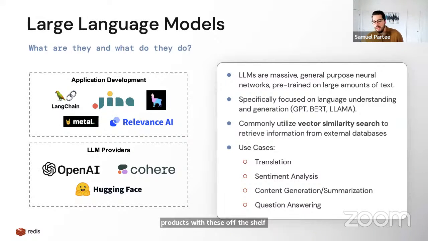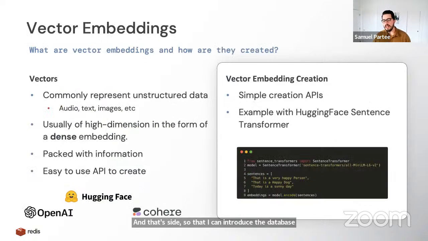So that's a quick summary, but really now I'm going to focus on that vector similarity search and that side so that I can introduce the vector database topic. And then I'll talk about how they're actually used together and then talk about going to production and some examples, okay?